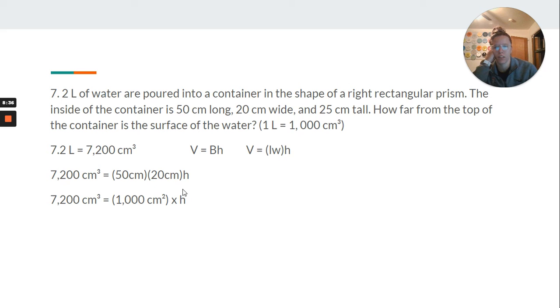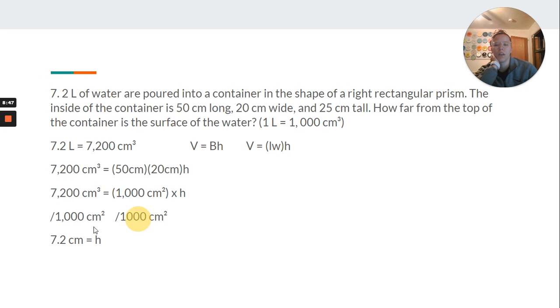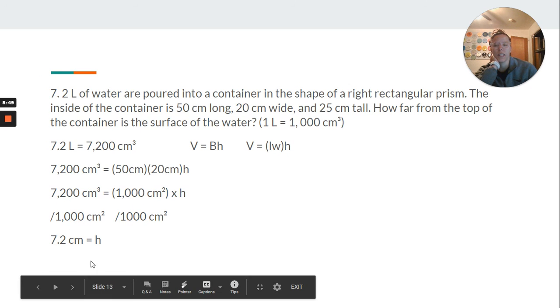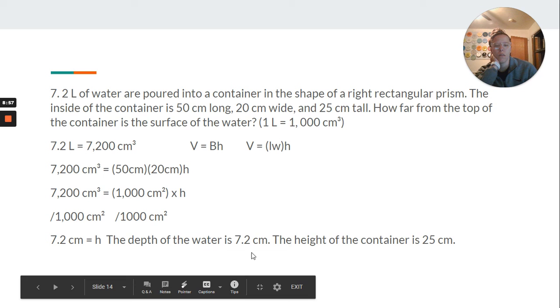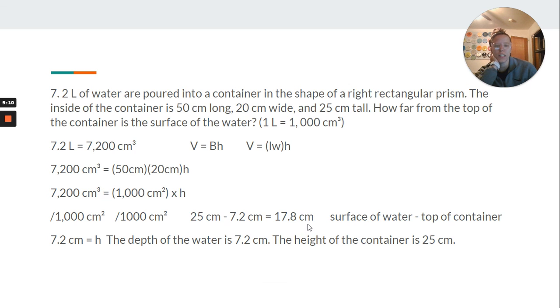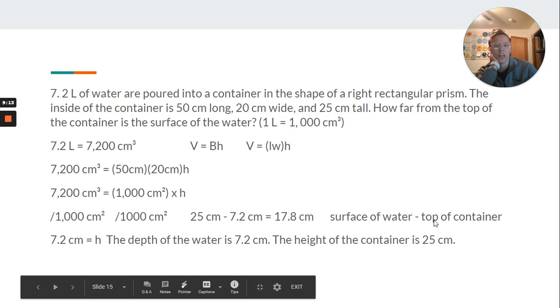Okay. So we take 50 times 20 times h, which equals 7,200. We don't know what h is, so we have 1,000 centimeters cubed. We divide by 1,000, we get 7.2 centimeters. Okay. So we needed to know what the difference is. So if the depth of the water is 7.2 centimeters, the height of the container is 25 centimeters. 25 minus 7.2, there's 17.8 centimeters from the surface of the water to the top of the container.